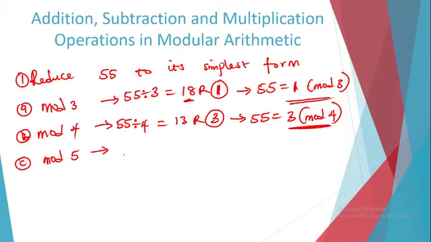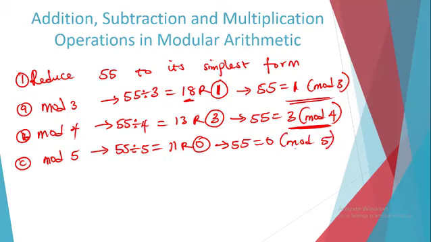Now for mode 5, we have 55 divided by 5. And 55 divided by 5 will give us 11, remainder 0. We are interested in the remainder. Therefore, 55 is equal to 0 under mode 5.